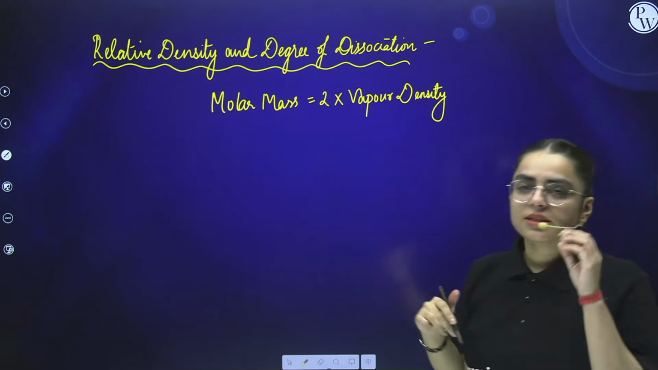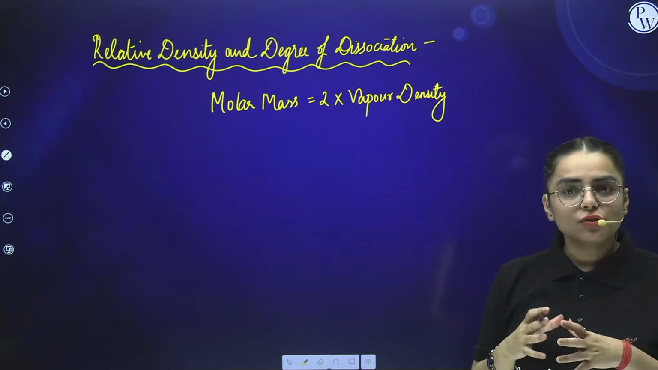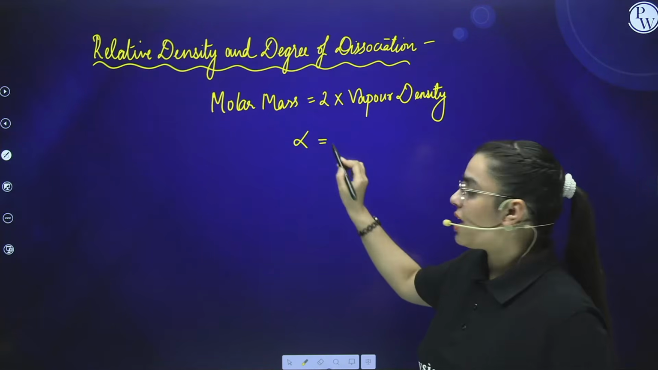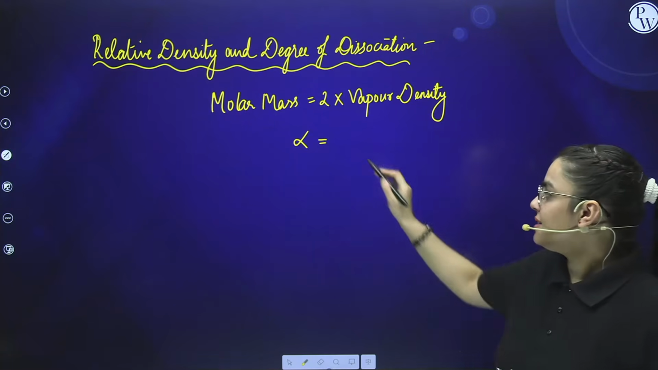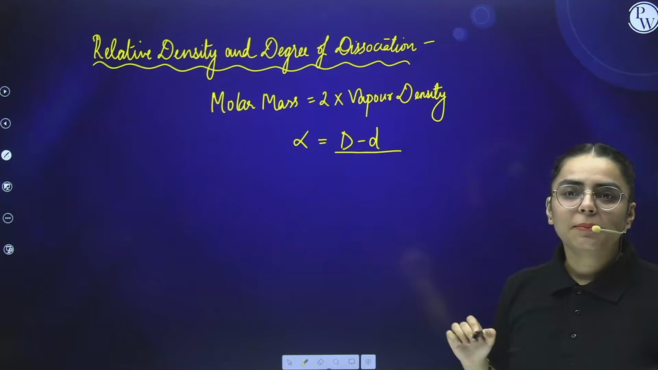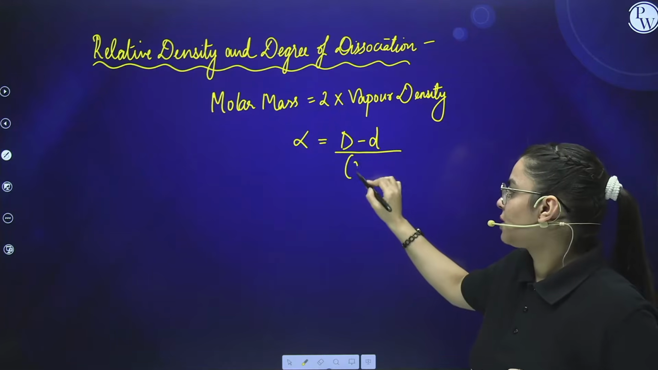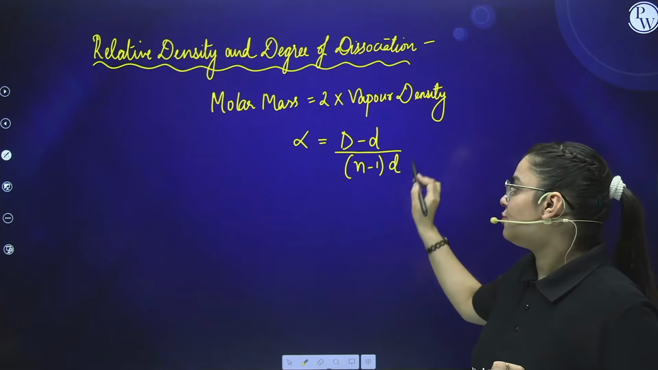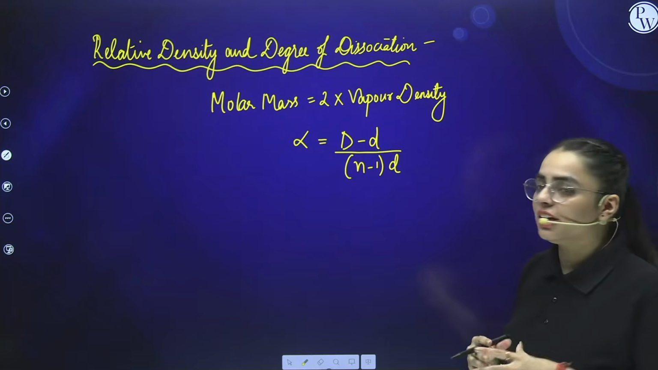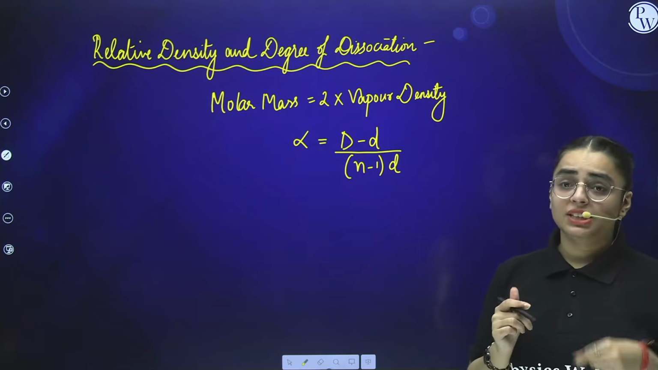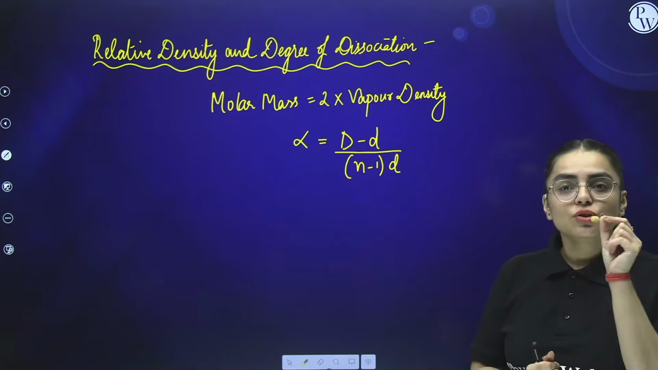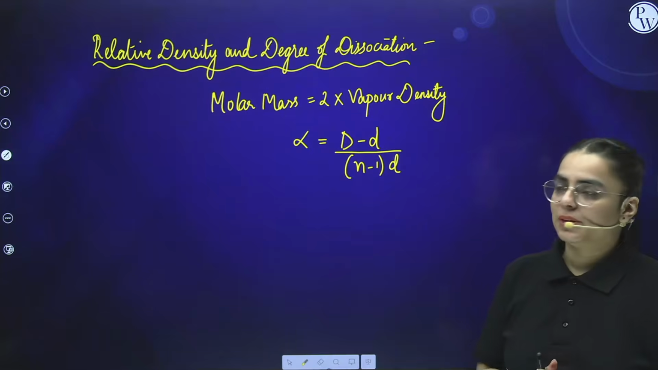Other than this, if we need to calculate the value of degree of dissociation, which is alpha, students, it is equivalent to capital D minus small d divided by (n minus 1) into small d. This is the formula for degree of dissociation. Here there are two D, capital and the small one. Capital stands for theoretical vapor density and small d stands for observed vapor density.